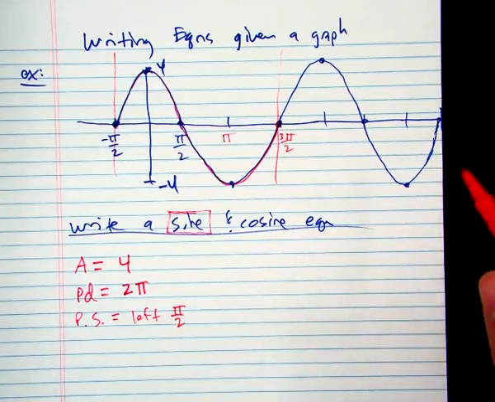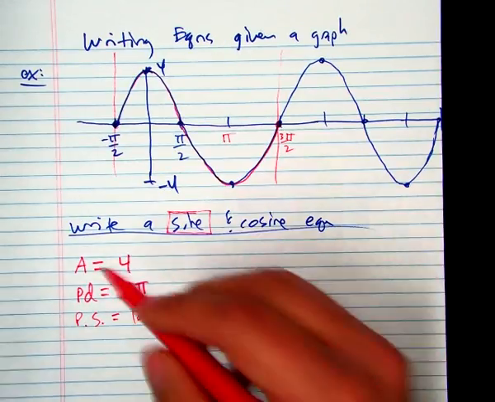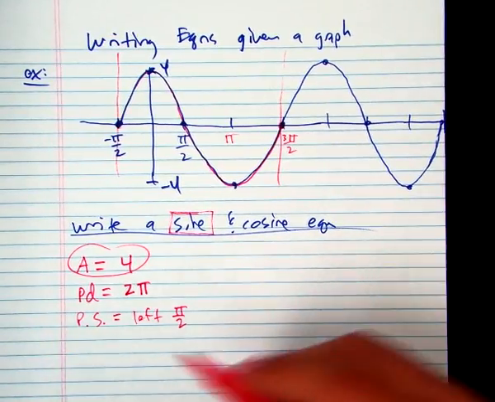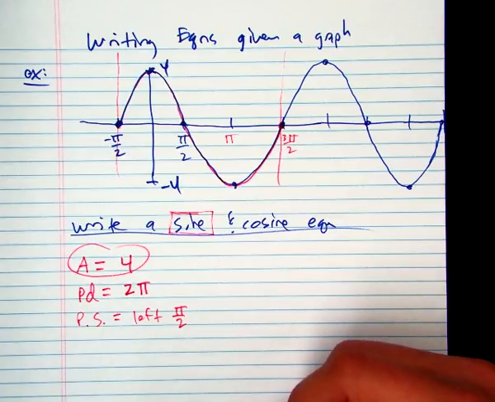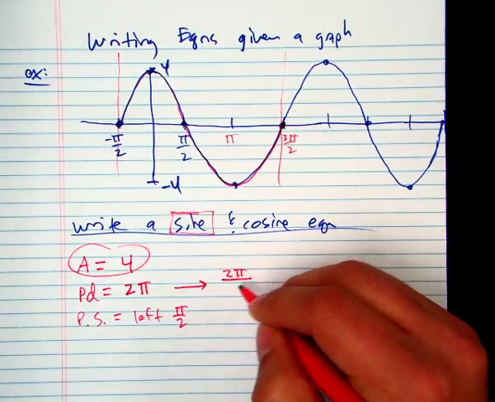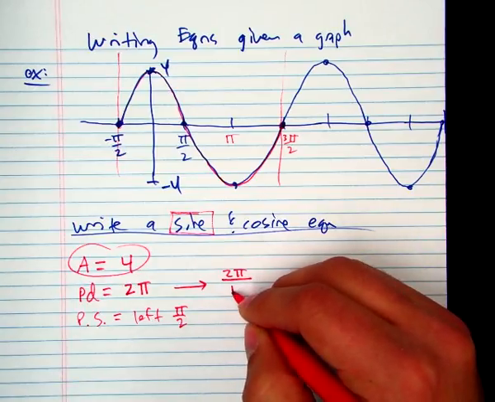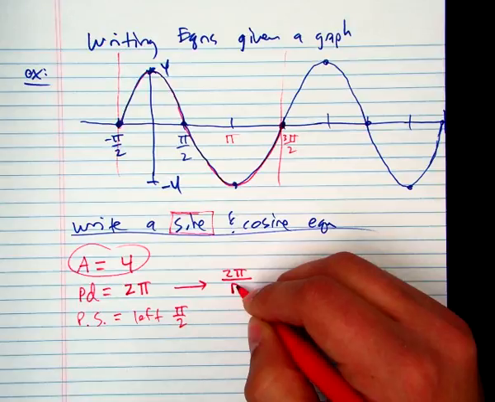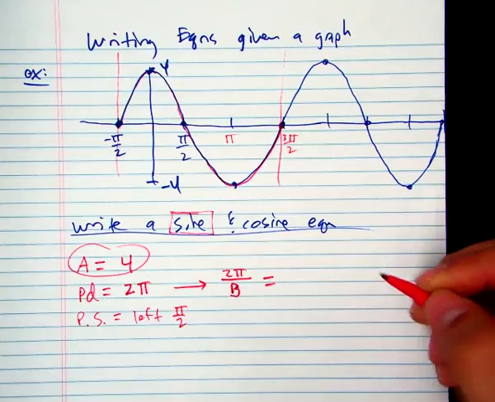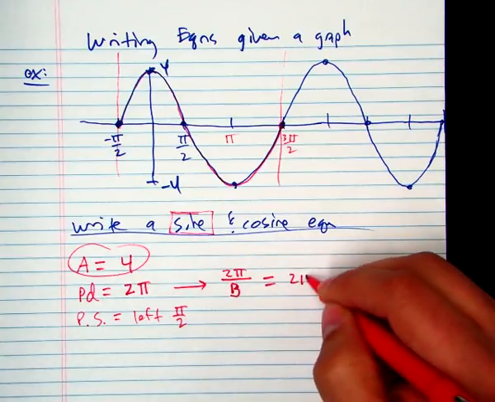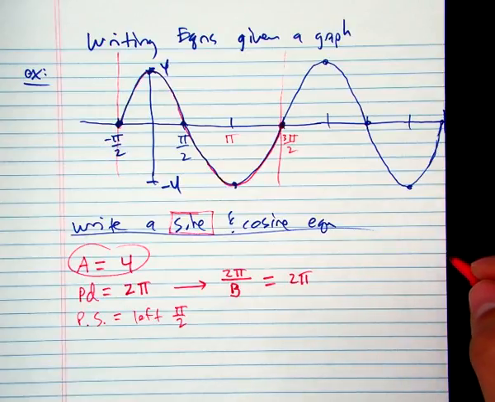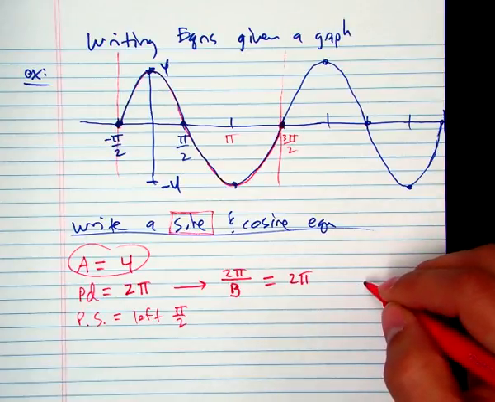Okay, so let's find all the details out. We have A, right? B is found from what? Period or phase shift? From period. And what is the formula for period? 2 pi over B is what tells me my period, right? So 2 pi over B has to be 2 pi in this case. So what does B have to be? B has to be 1.